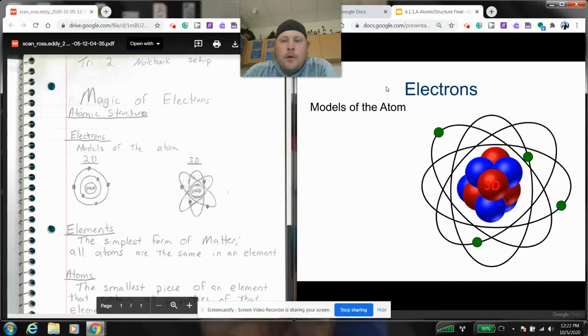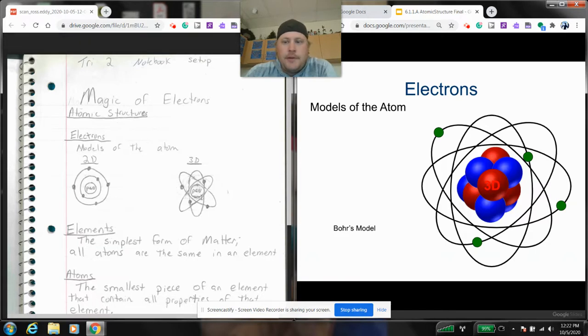One thing I want to point out, when it's take notes, is that when we have the title here, you are going to put that into your notebook. The title here is electrons. That means we're going to put some information about electrons. That's what we're going to be learning about: atoms, electrons, elements of atoms, all of those different things.